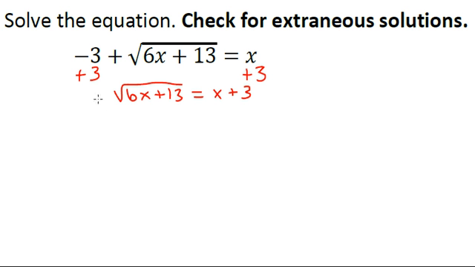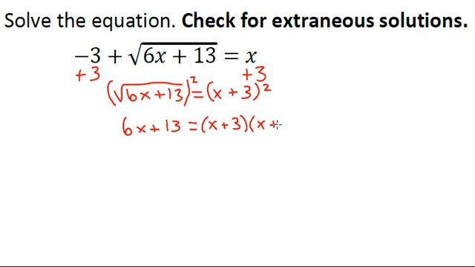Now in our next step, we're going to go ahead and square both sides of this equation. Squaring is the inverse of the square root, so that gets the 6x plus 13 by itself. Now on the other side of the equation, we have to be careful to actually square the binomial by writing it out and doing the full distributing of all parts.